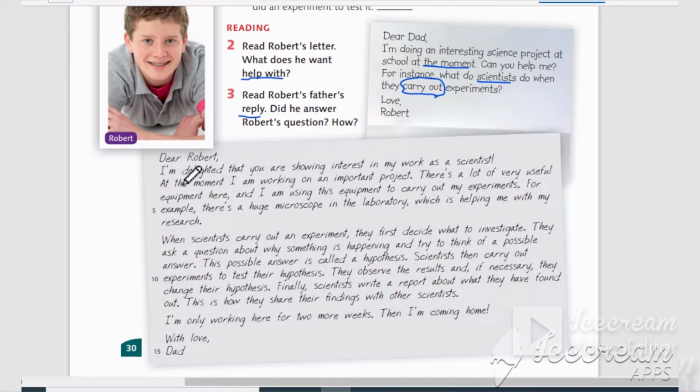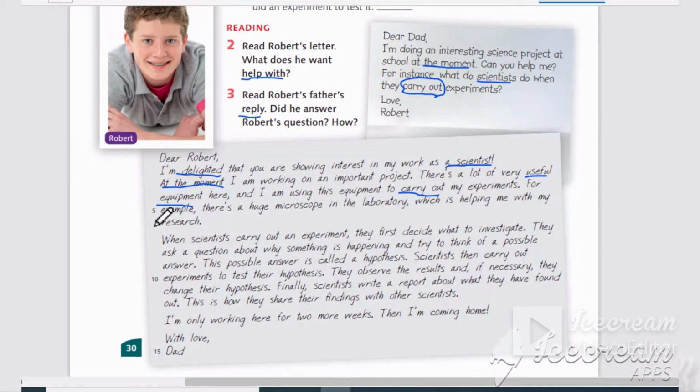Dear Robert, I'm delighted مسرور that you are showing interest in my work as a scientist. معناته هون his dad is what? His dad is a scientist. Excellent. At the moment I am working on an important project. At the moment انتبه للkeyword يا miss. There's a lot of very useful equipment here. Equipment معدات. Useful مفيد. And I am using this equipment to carry out my experiments. Carry out to do.